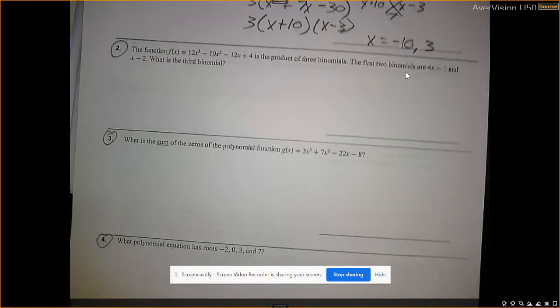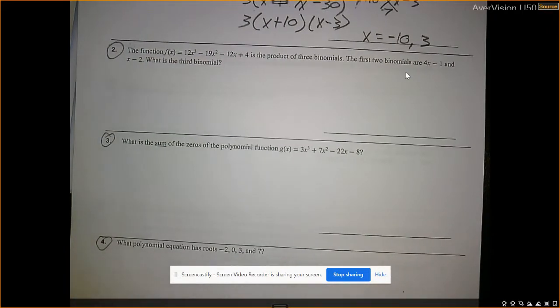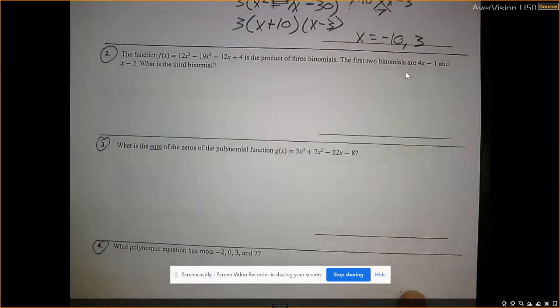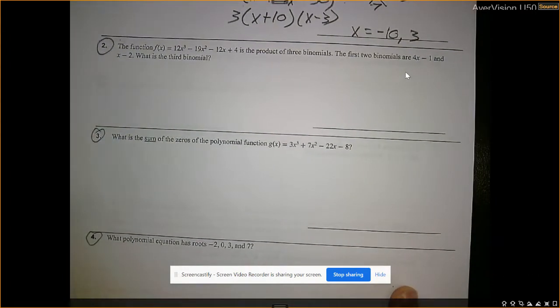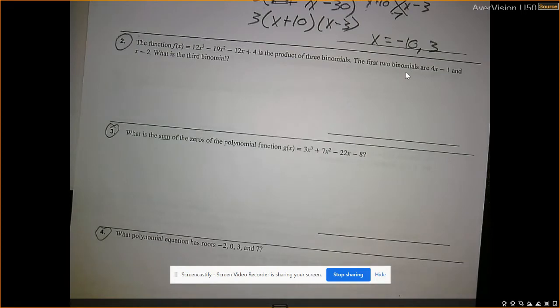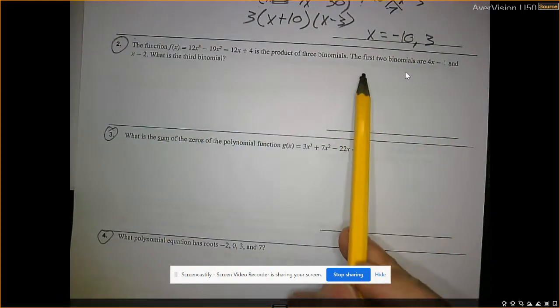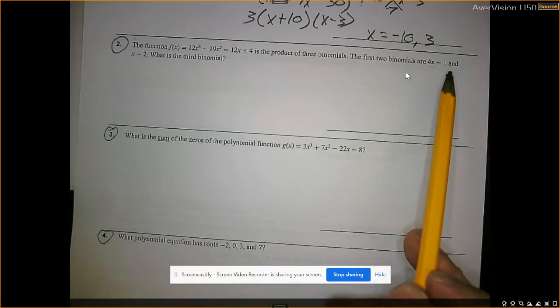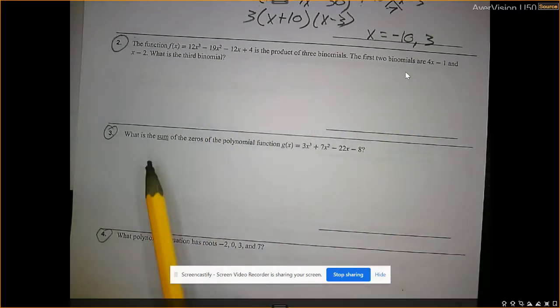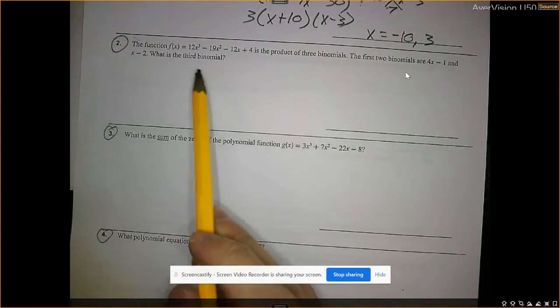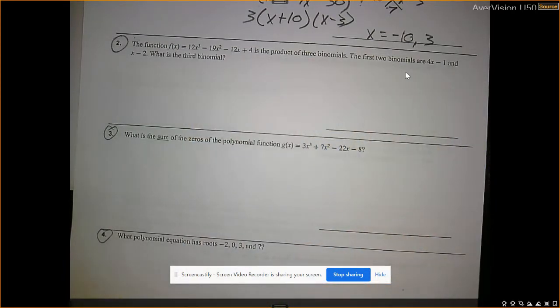Moving on, and again, if I go too fast, which I probably am, make sure you're pausing, rewinding, thinking about what I'm saying, thinking through each of these problems. So number 2, we have a function that they're giving us, and they're giving us the first two binomials that this factors out to, and it wants us to tell them the third.